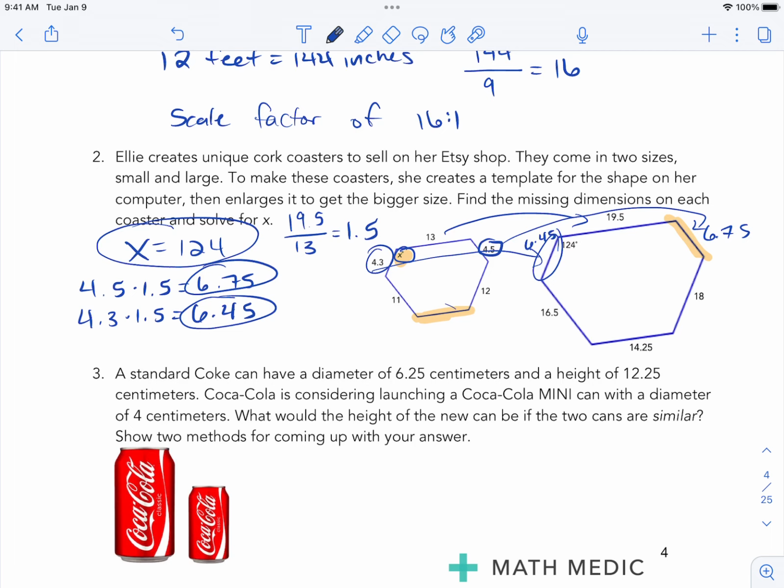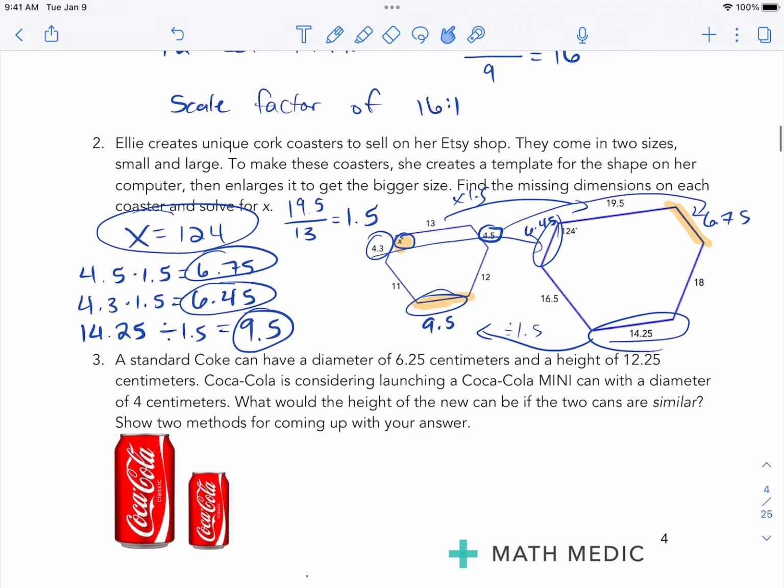And then if we want to figure out this side, this is the smaller side to the 14.25. And so instead of multiplying by 1.5, we'll divide by 1.5. Because if you multiply by 1.5 to get to the larger, you're dividing by 1.5 to get to the smaller. So 14.25 divided by 1.5 is 9.5. And so that's the length of this side right here, 9.5. And so that's all the missing dimensions, and what x is equal to.